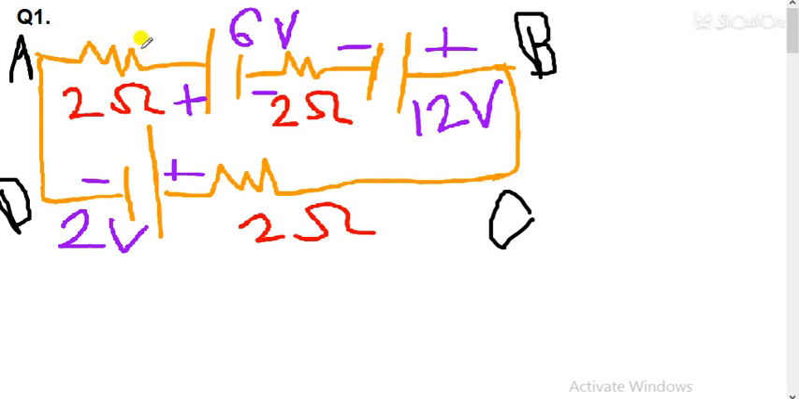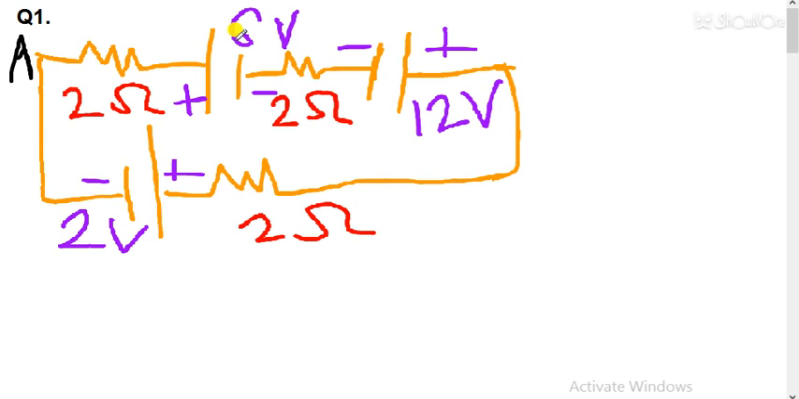From point A, let's assume the current is flowing in clockwise direction. So we assume that current I is flowing in clockwise direction. We have assumed it, nothing is given. We have to find simply the current in the circuit, so we take current in any direction. I am taking clockwise direction.